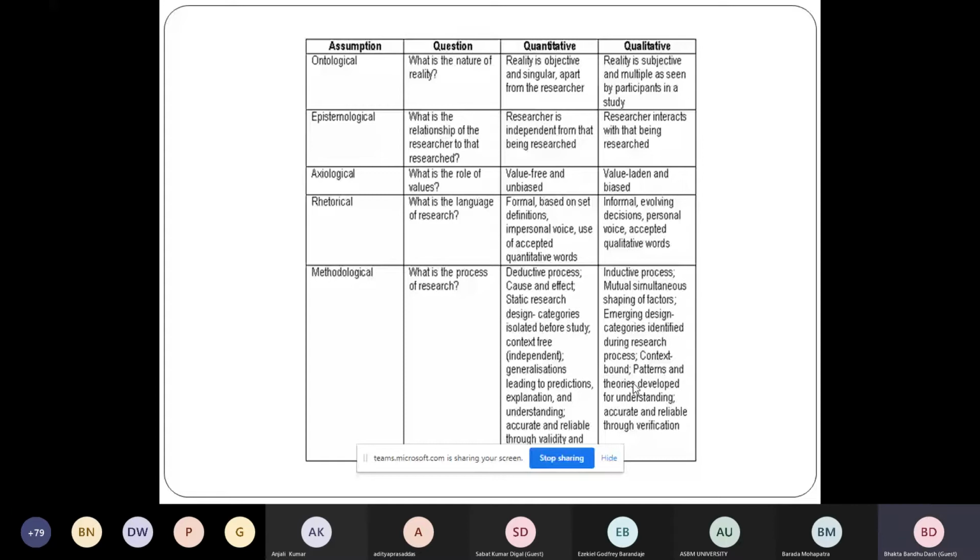Then the fourth one is the rhetorical. That means, what is the language of the research? Are you using formal language, definitions, impressions, voice, use of accepted quantitative words? If you talk about a quantitative analysis, there is a kind of written-down mechanism: how you will narrate, how you will write. Say, for example, you are using a descriptive statistic tool. You draw some conclusion out of that, some kind of information you receive.